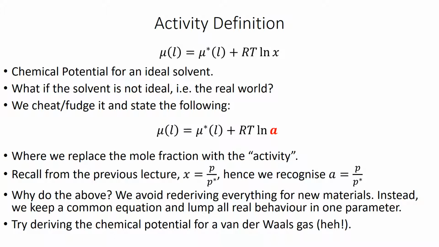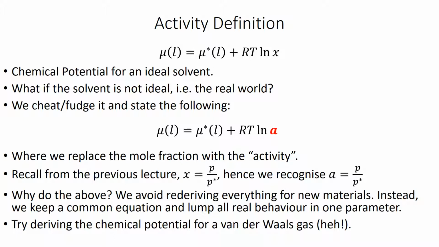So here's the first equation. It's the chemical potential for an ideal solvent. The chemical potential for liquid is equal to its pure state, denoted by star. Remember, this is where we have decided to define it relative to its saturation vapor pressure, plus RT log mole fraction. What if the solvent is not ideal, which is pretty much most solvents in the real world?